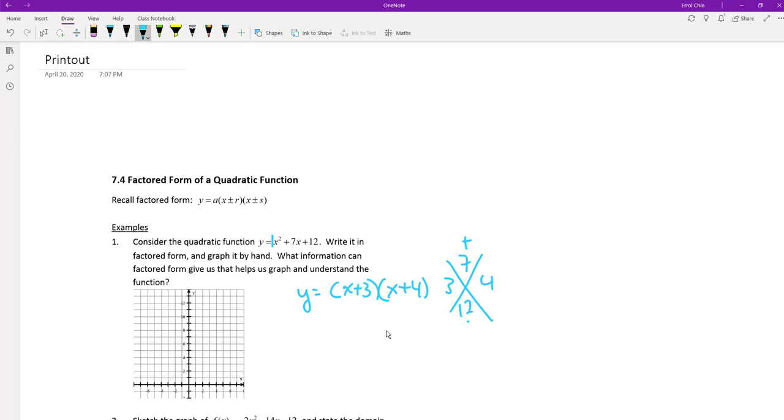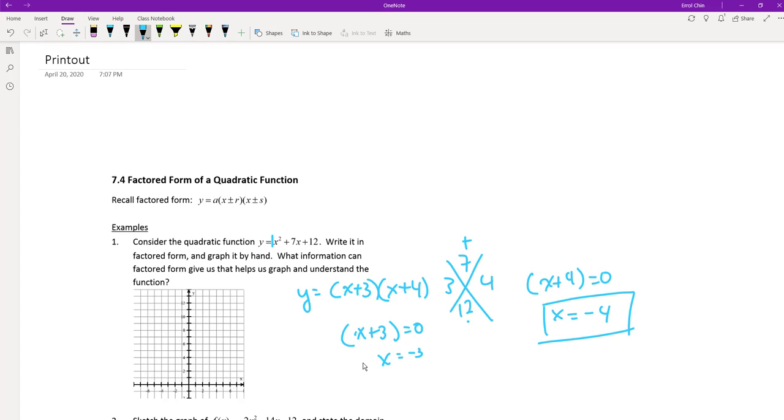Now, in our previous chapter 7, section 3, as soon as you have it in factored form, you can find what's called the zeros or the x-intercepts. If you just focus on x plus 3, we set it equal to 0. You do a little bit of algebra and you would know that x is equal to negative 3. We do the exact same thing with x plus 4. We set that equal to 0, do a little bit of algebra, and that would be negative 4.